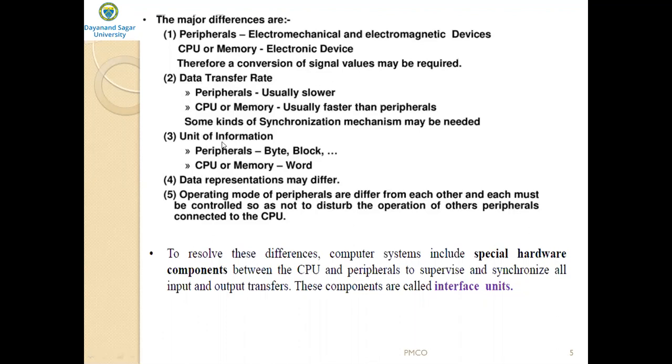So the third major difference between the peripherals and CPU is with respect to the unit of information. The data codes and the formats in peripherals differ from the word format in the CPU or memory. So usually peripherals are, as I said, the input and output devices. The units of information are the byte, block, and so on. That means peripheral devices transfer information in the form of bytes or blocks. Blocks are nothing but a sequence of bytes, you can call it.